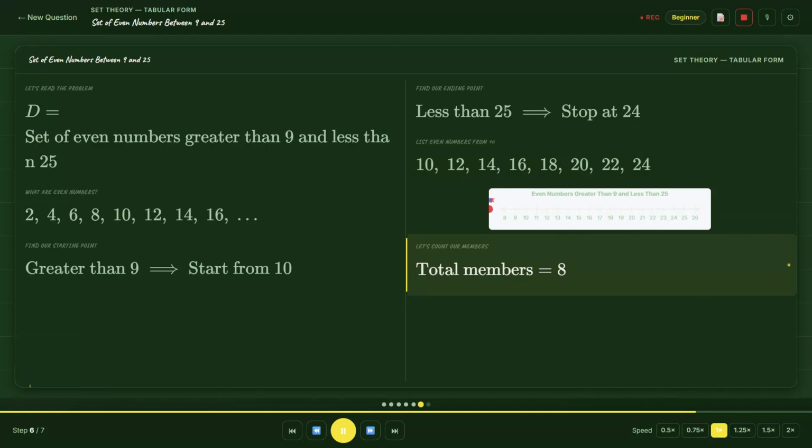Let's count them. 10, 12, 14, 16, 18, 20, 22, 24. That gives us 8 even numbers in our set. Great counting.